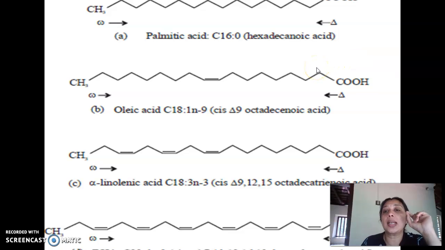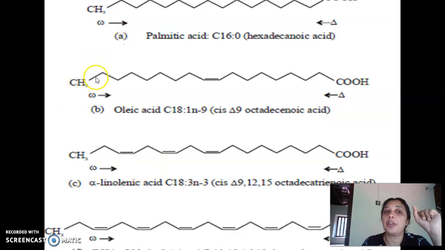So delta 6 desaturase is introducing a double bond on the 6th carbon atom starting from the carbonyl, not from this methyl group. If the numbering is starting from the methyl group, then we call it omega. Omega means the last one. I think I have already mentioned that omega in the Greek letter stands for Z in our English alphabets. Okay, so if we are representing an omega 6 fatty acid, then you have to understand that the numbering is starting from the methyl group, not from the carbonyl end.